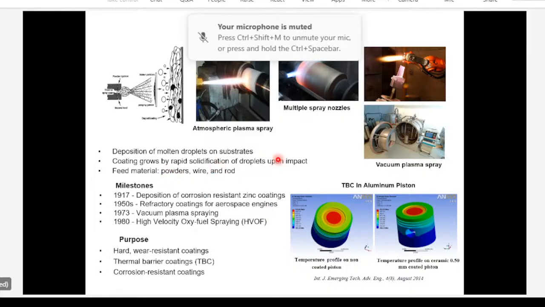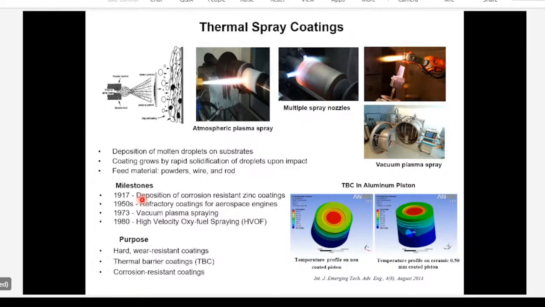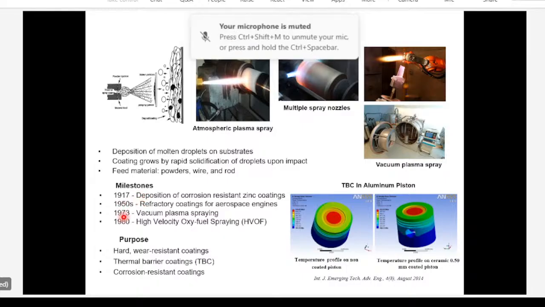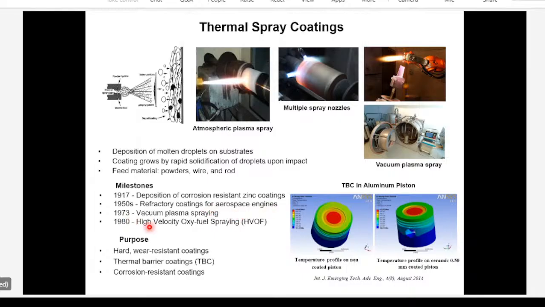Coatings grow by rapid solidification. And feed material could be either powders, wire, or rod, just like in a welding gun. Thermal spray coatings are a little over 100 years old. Sometime around 1917, the first demonstration was done with zinc coatings. In the 1950s, refractory coatings came up for aerospace engines. In the 70s, vacuum plasma spraying came up, and then other innovations came.